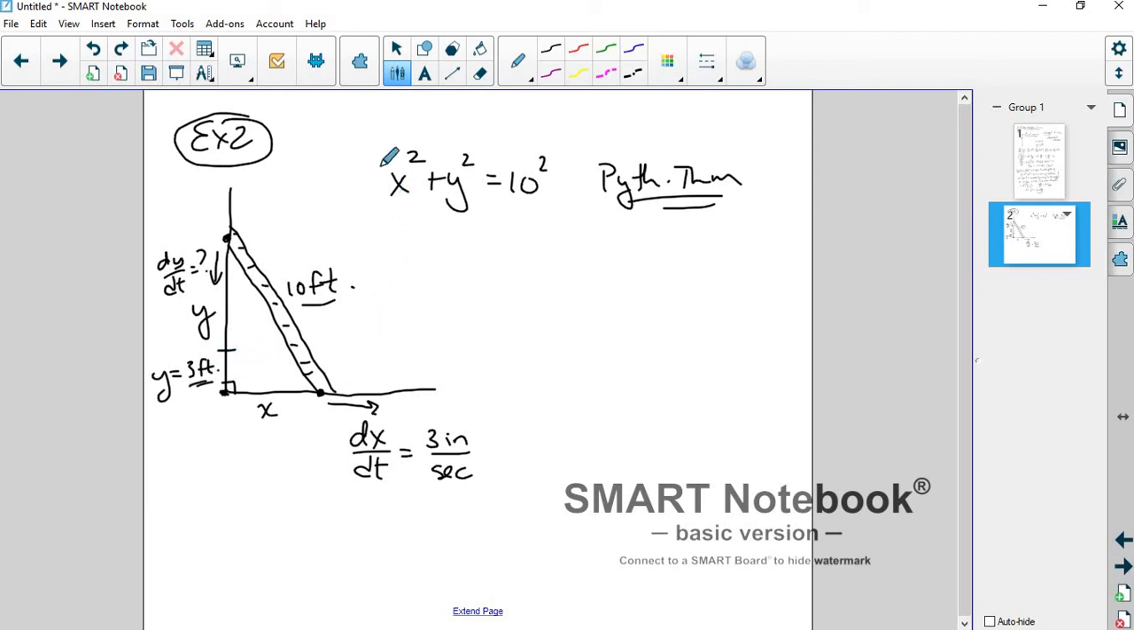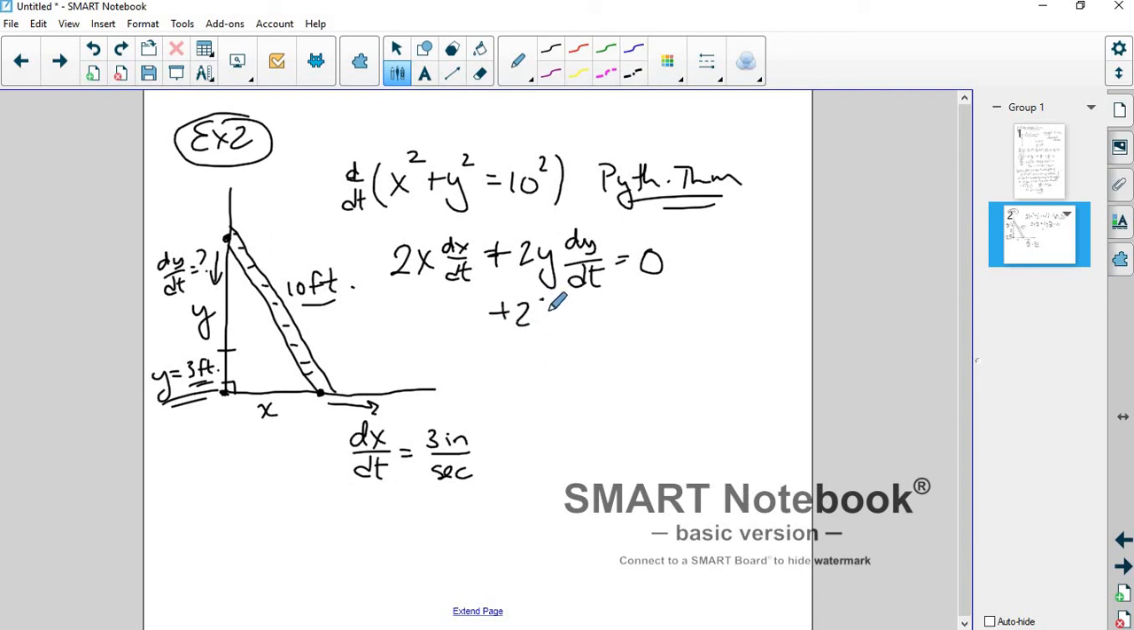Okay. Well, what you've got to do is differentiate this once again with respect to t. So we get 2x, x prime, or dx dt. Now you know why we use the dx dt and the dy dt instead of the primes. The derivative of y squared is 2y dy dt. The derivative of 10 squared is 0, right? Don't bring down the 2, it's just a constant. And so what are the things that we know? Well, we know that y is equal to 3 feet. We're looking for dy dt, and dx dt is equal to 3 inches per second.